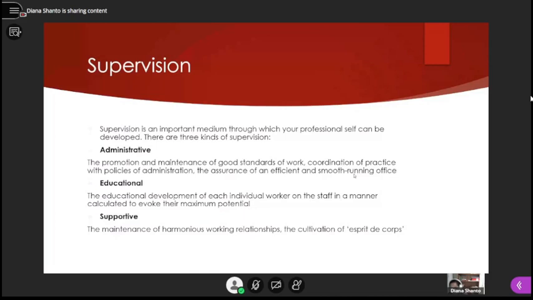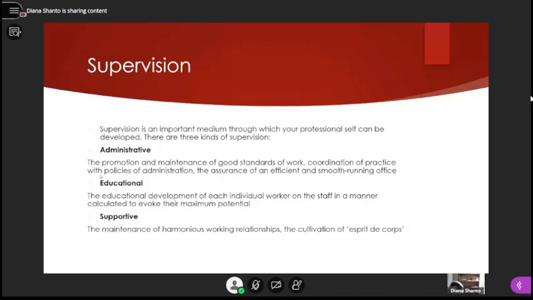Administratif, c'est est-ce que you're able to manage your cases efficiently, you're delivering efficiently, vous êtes à l'heure, vous complétez tant de travail par jour, il n'y a pas de backlog, big backlog. Educational, your supervisor who look at whether you need to upgrade your skills, you need further competencies in certain subjects, and supportive. L'aspect supportive, c'est to enhance the working relationship.